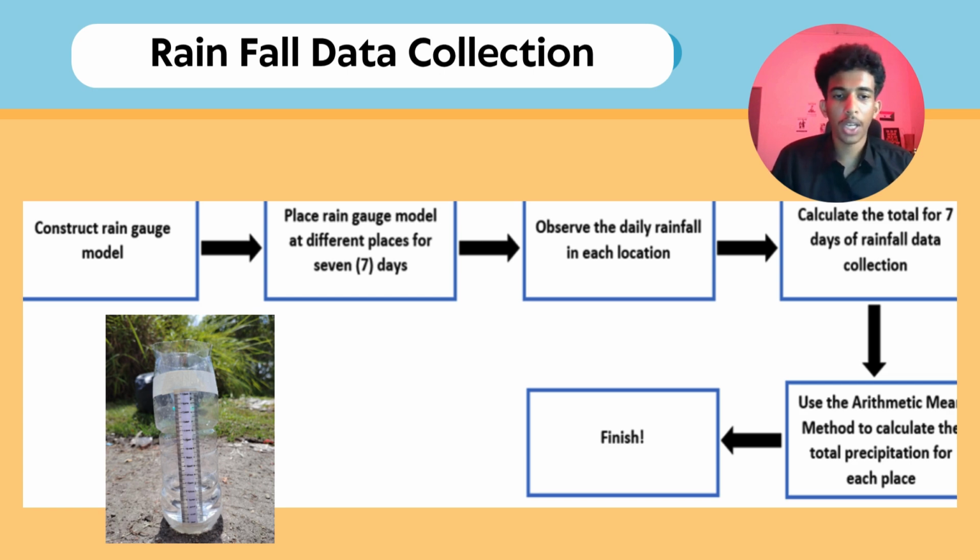We then applied the arithmetic mean method to calculate the average precipitation for each location. Once all the steps were completed, we reached the end of our data collection process. This method helped us measure and compare rainfall in different areas effectively.